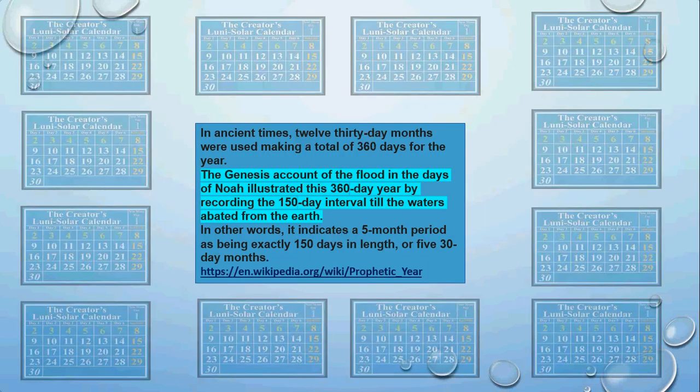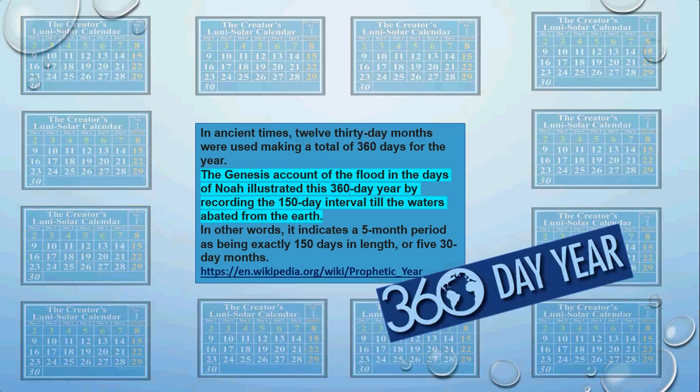So here's a quote from Wikipedia about the calendar. In ancient times, 12 30-day months were used, making a total of 360 days for the year. The Genesis account of the flood and the days of Noah illustrated this 360-day year by recording the 150-day interval till the waters abated from the earth. In other words, it indicates a 5-month period as being exactly 150 days in length, or 5 30-day months. So there's your 360-day year proven by Noah.